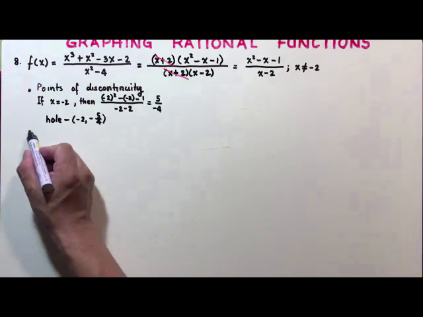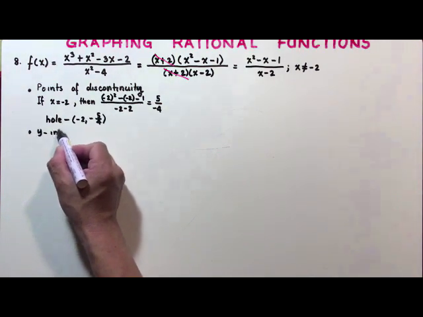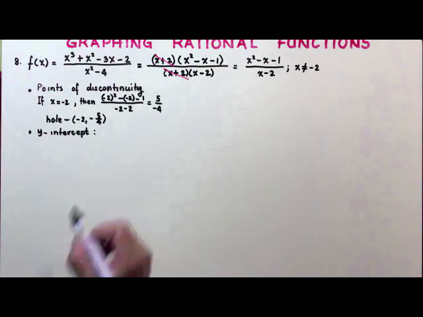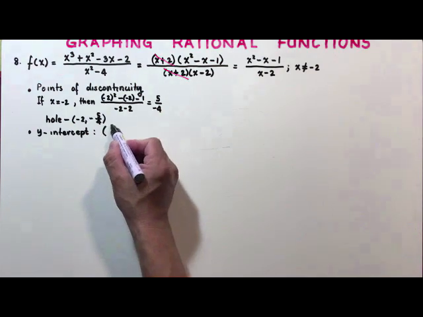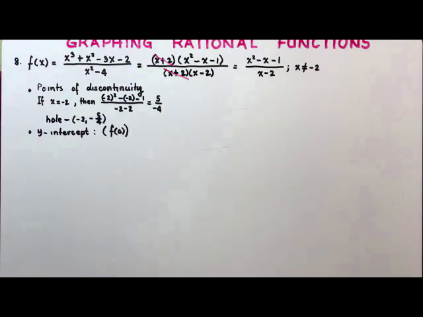So next, let us find the y-intercept of the graph, if there's any. And to find the y-intercept is to evaluate the value of the function when x is equal to 0. Because at the y-intercept, the x value is 0. Because that point falls along the y-axis.